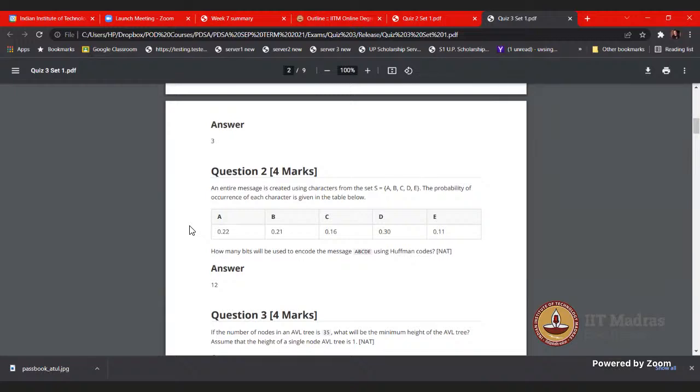So this value will always come as a positive integer. The answer is positive, but it is not an integer. No, we are asking how many bits are required, so bits always come in integer format. How are you getting a float value? Please solve this question. Okay, I'm just solving this question, just checking how we can solve this.